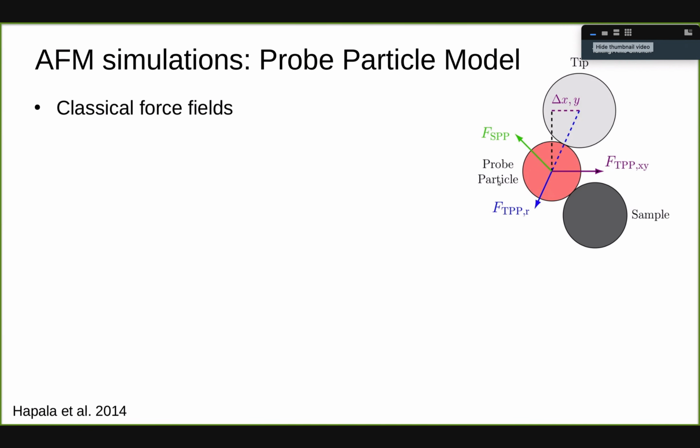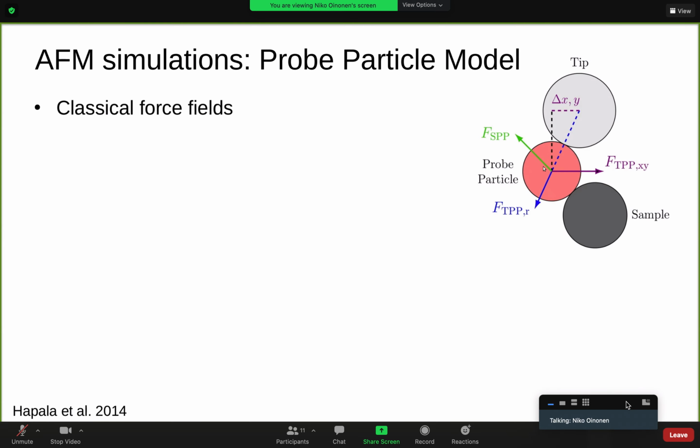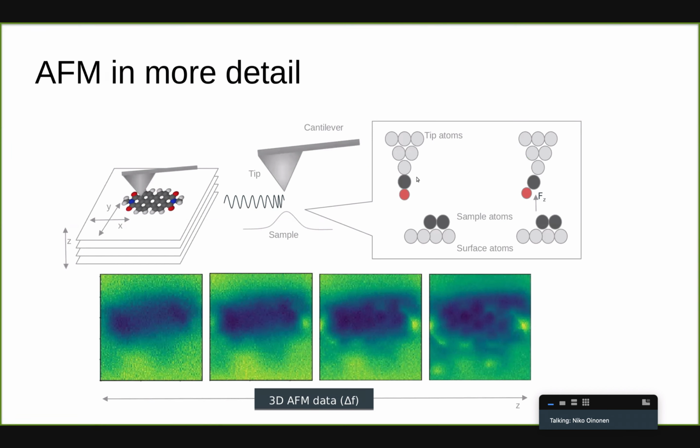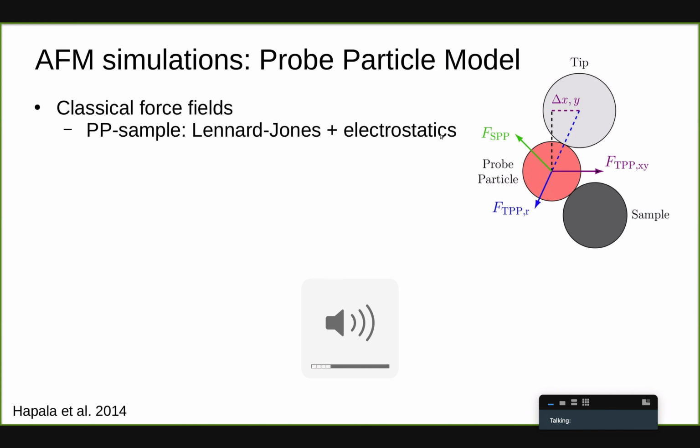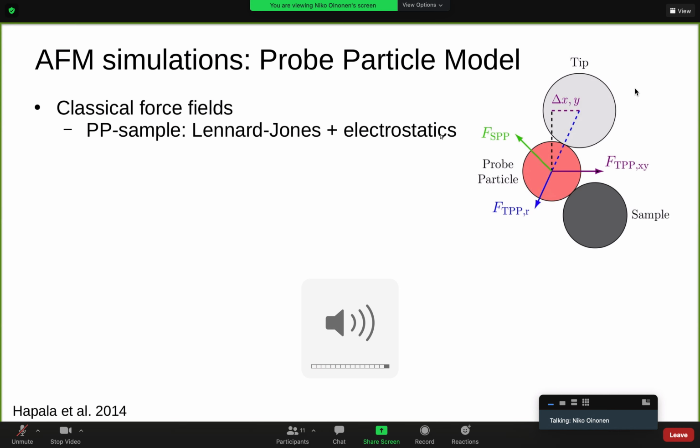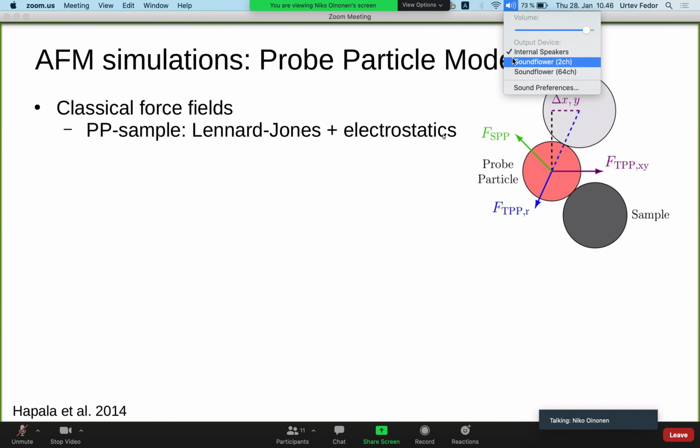The idea is that you have this so-called probe particle, which is modeling this soft particle at the apex of the tip, and it has force interactions with the sample through the Lennard-Jones potential, which is very often used in this kind of atomistic simulations, and the electrostatic interaction through the Coulomb potential with point charges on each of the sample atoms and the probe particle.